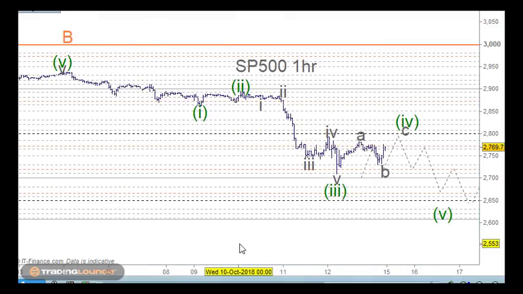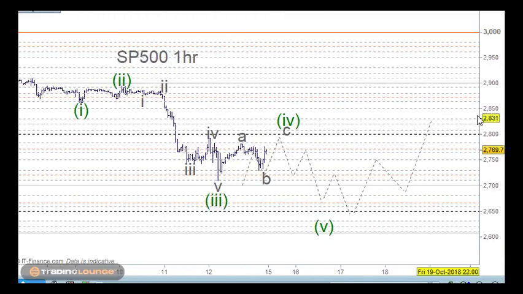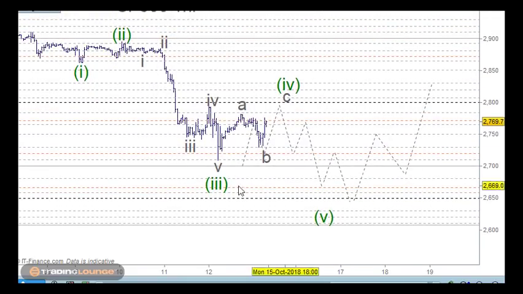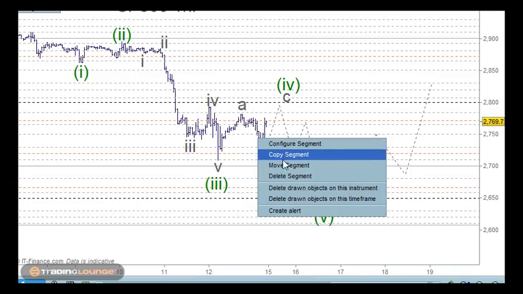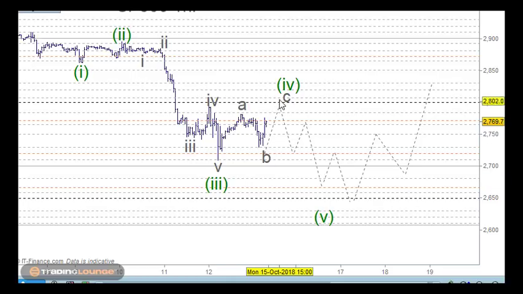On the 1 hour chart here, let me just bring this across a little bit, bring it up here a little bit. So in this case, we're looking for wave A and then a nice wave B here. Don't need these anymore. So we're looking at wave C moving up through here. That will be in 5 waves.